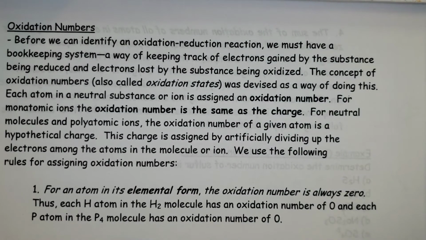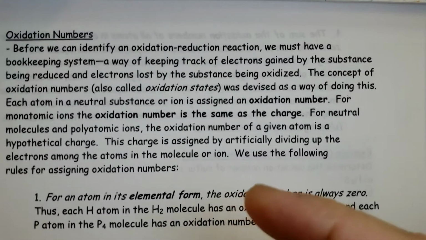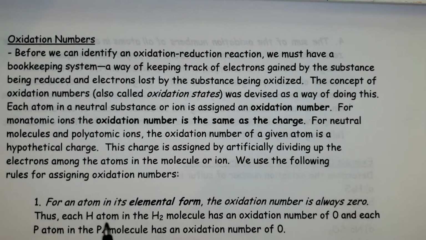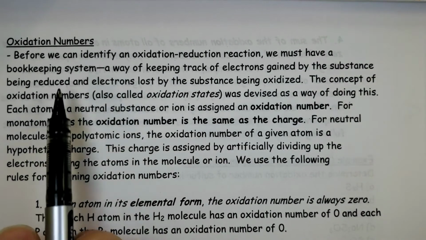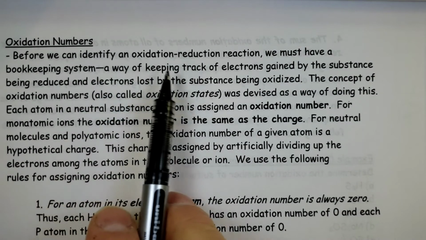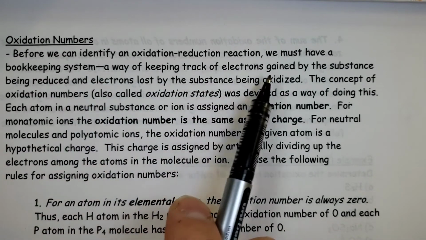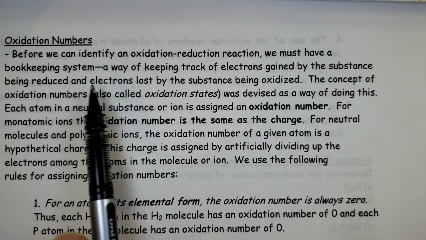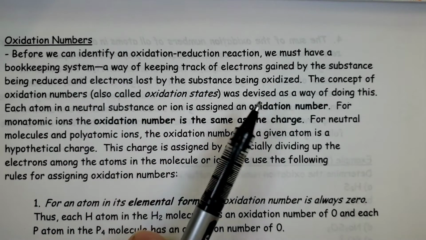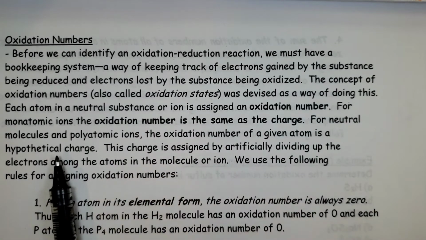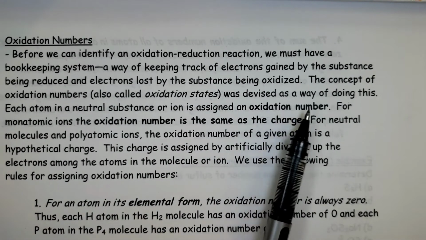All right. So before moving on, we have to look at oxidation numbers. So now we know what oxidation reduction is. There's something referred to as oxidation numbers we're going to have to look at. So before we can identify an oxidation reduction reaction, we must have a bookkeeping system, a way of keeping track of electrons gained by a substance being reduced and electrons being lost by another one when it's oxidized. The concept of oxidation numbers, also called oxidation states, was devised as a way for doing this.